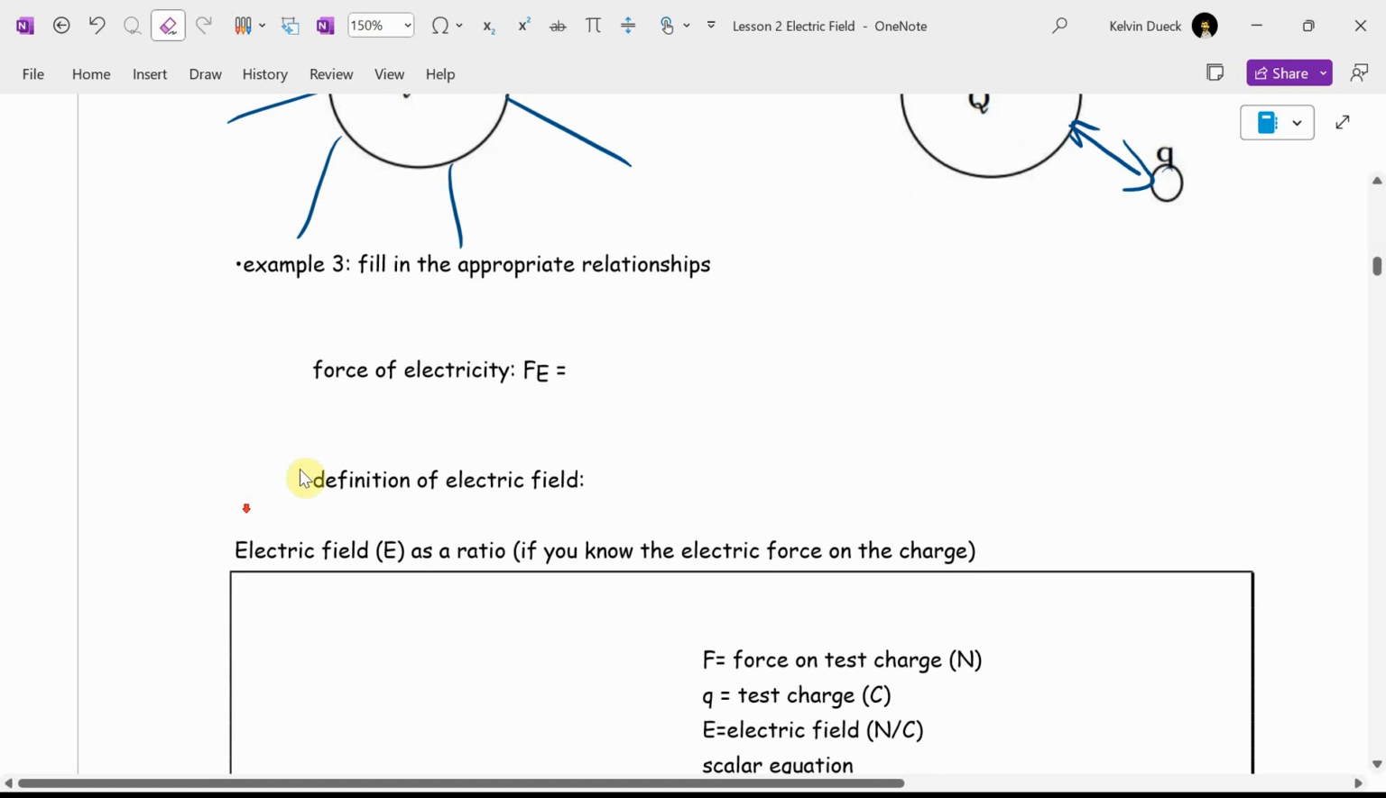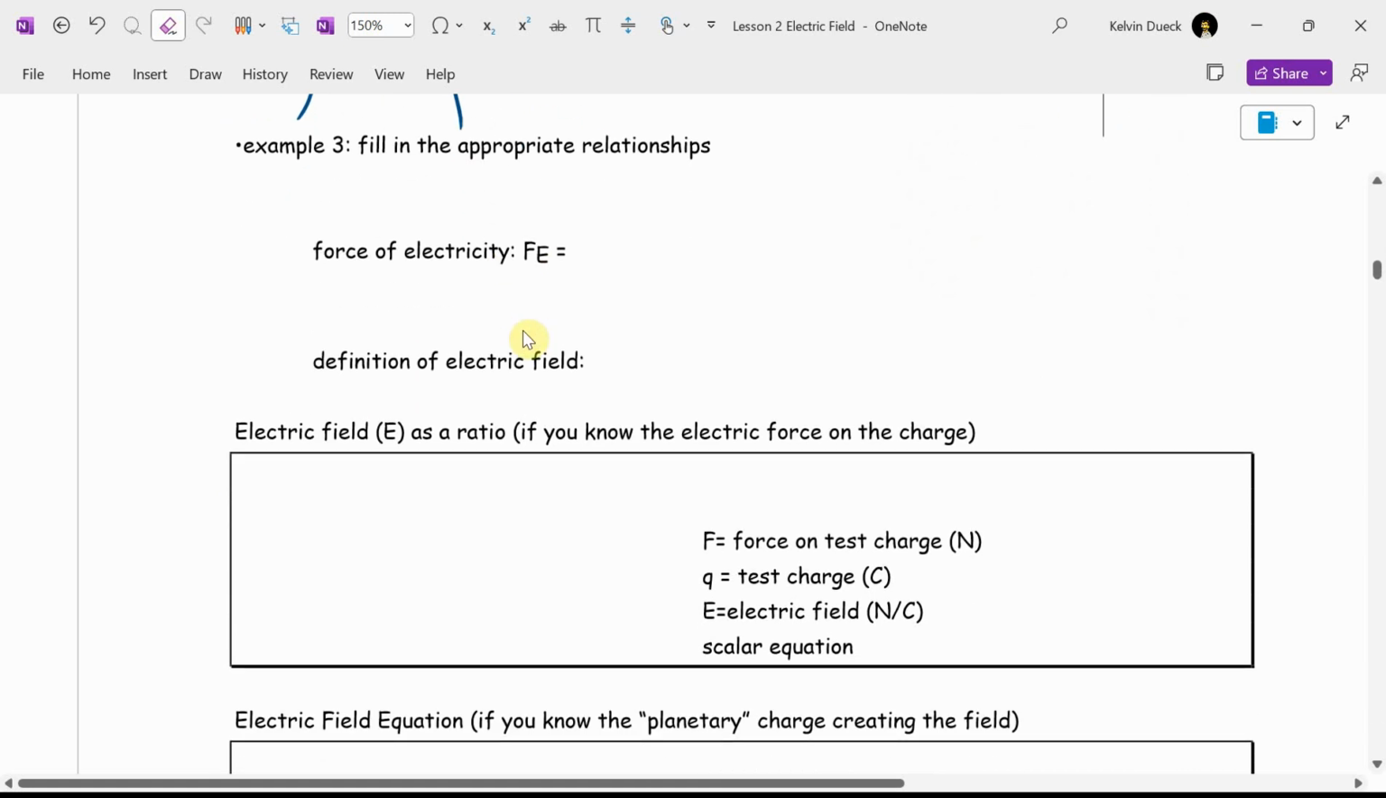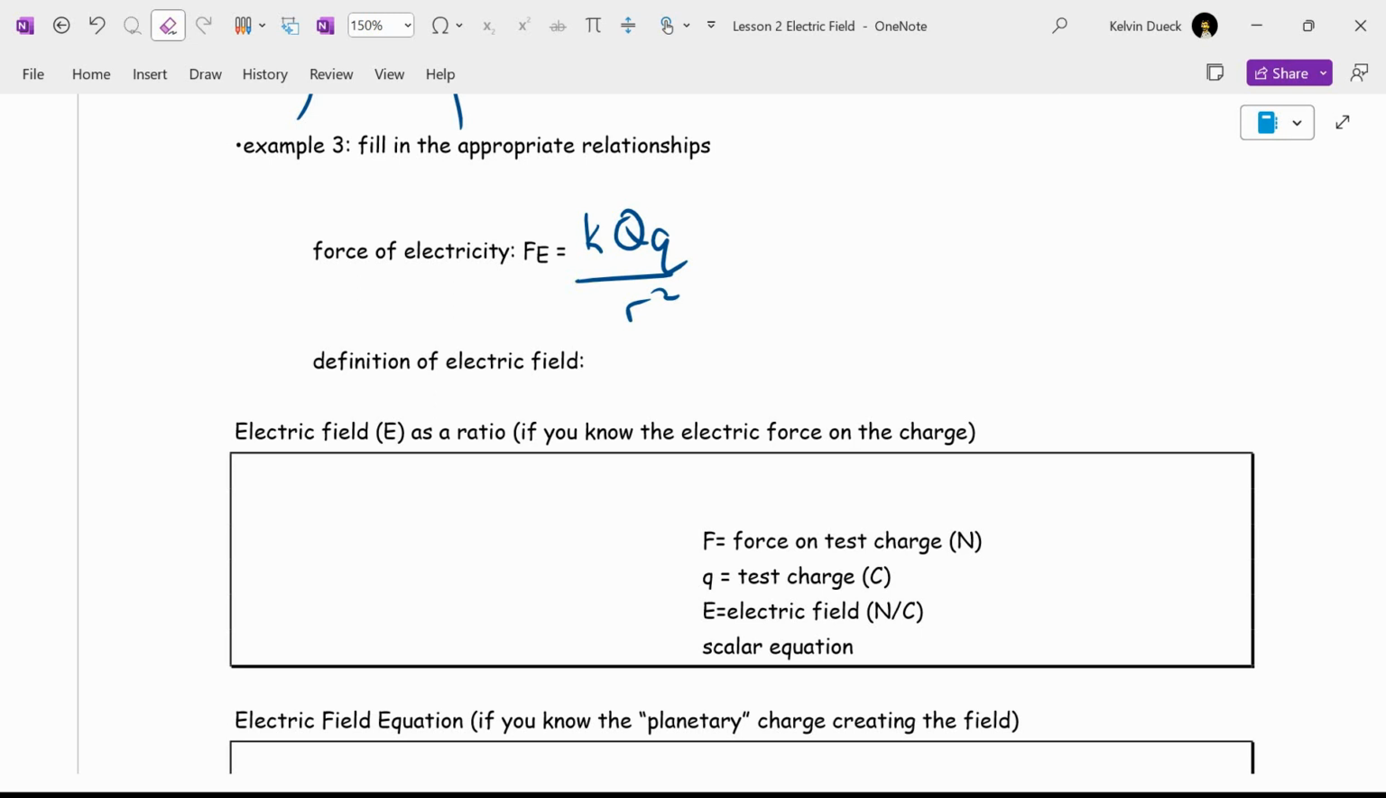Example 3 says, fill in the appropriate relationships. The force of electricity is K big Q little q over r squared, where big Q is the planetary charge that's sending out the big electric field, and little q is the wandering satellite test charge that ends up in the electric field. It says definition of electric field. I'm going to come back to that in a second, but the electric field as a ratio is going to be the newtons of force per coulomb. Not per kilogram, per coulomb.